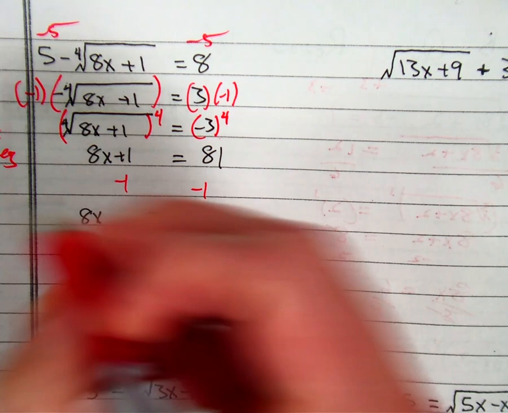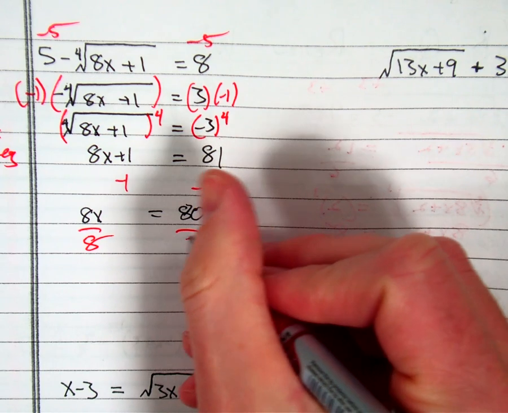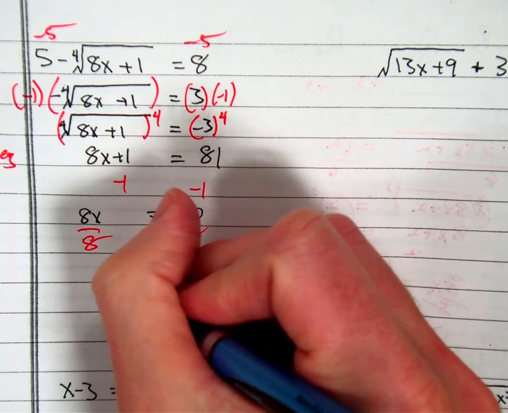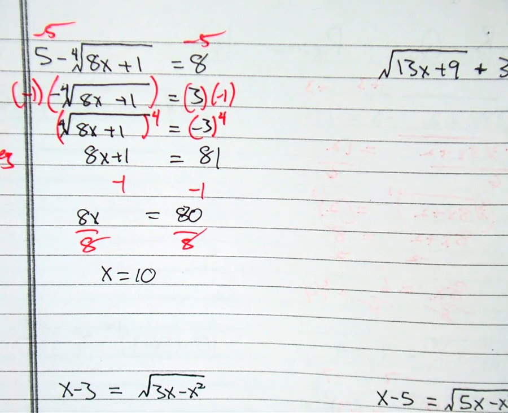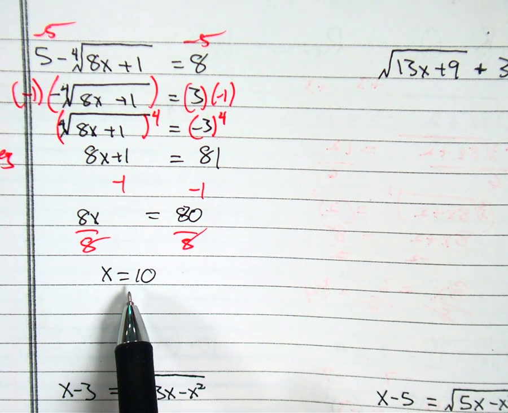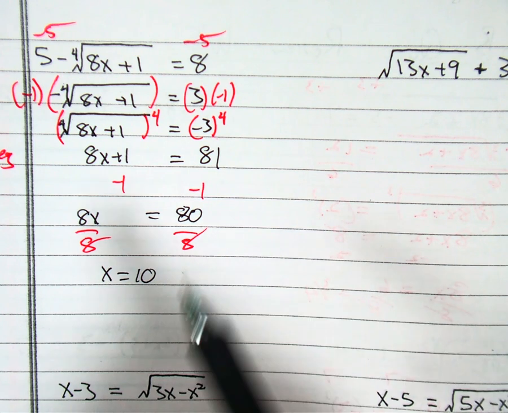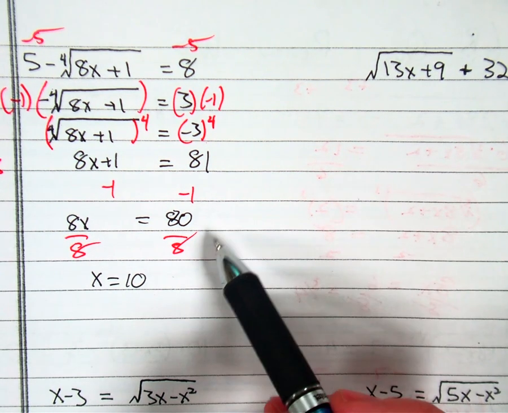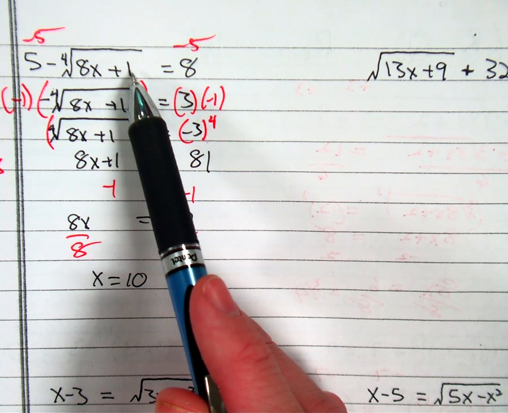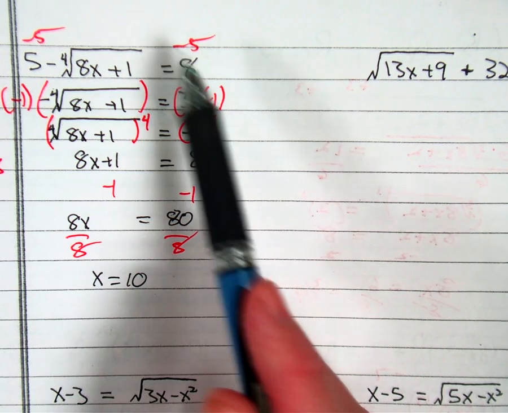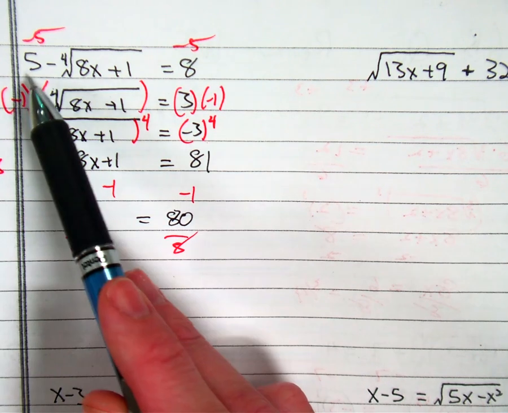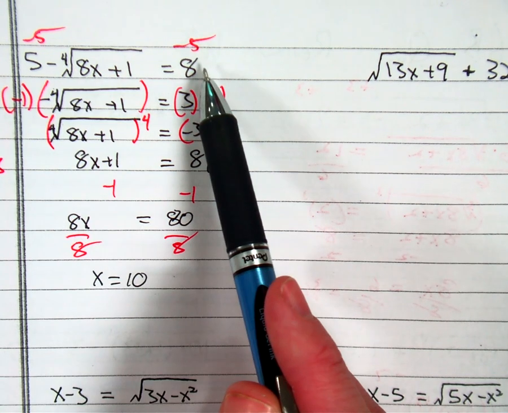Alright, we're so eager. We see it. It's a nice answer. I can see it. X equals 10. Oh, that's got to be right. X equals 10. Okay, and so I'm going to mentally check it. 8 times 10 is 80, plus 1 is 81. 4th root of 81 is 3, and of course 5 minus 3 is 8. No, 5 minus 3 is 2.